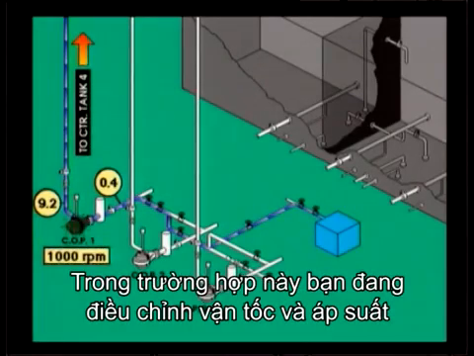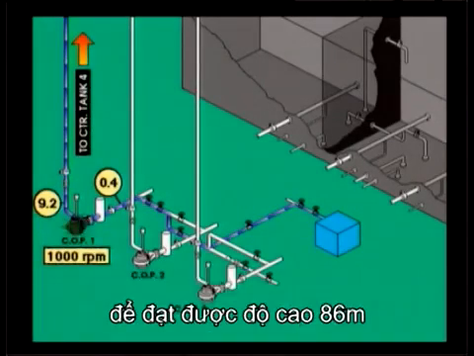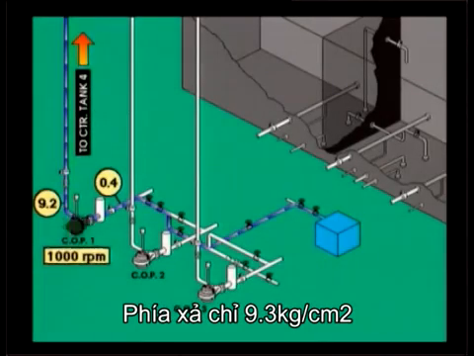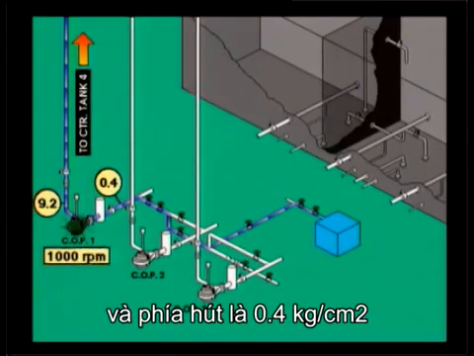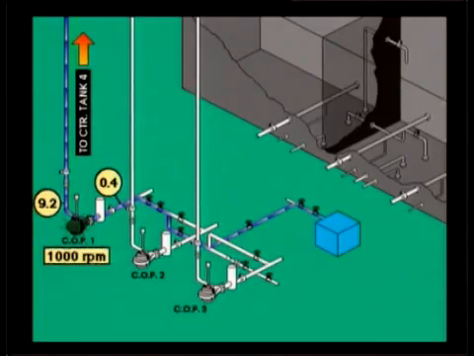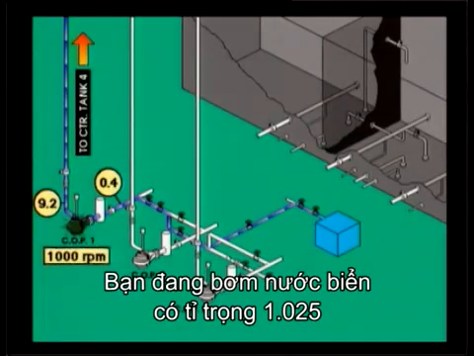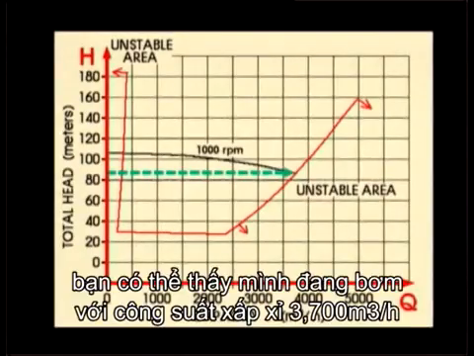In this case, you're adjusting the speed and the pressures to get a head of 86 meters. Discharge side shows 9.3 kilograms per square centimetre, and the suction side 0.4 kilograms per square centimetre. You are pumping seawater with a specific gravity of 1.025. From the HQ curves, you can see you are pumping approximately 3,700 cubic meters an hour.